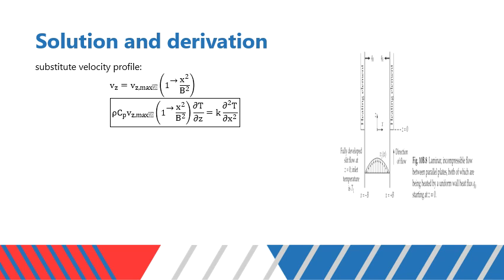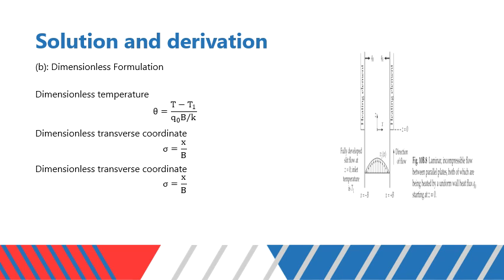After substituting velocity, we will get this equation. Now for dimensionless formulation, we get theta equal to (T minus T1) into q naught b by k, as it forms theta is dimensionless. For coordinate, xi equals x by b, which is both in meter, so it cancels out. It is also dimensionless. And for sigma, we will also get the dimensionless form.